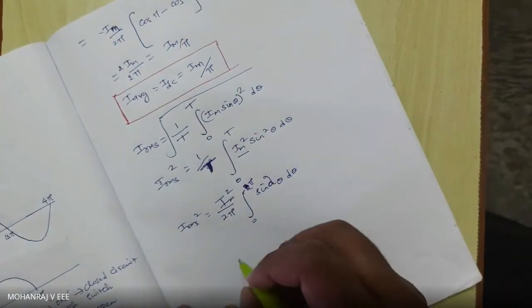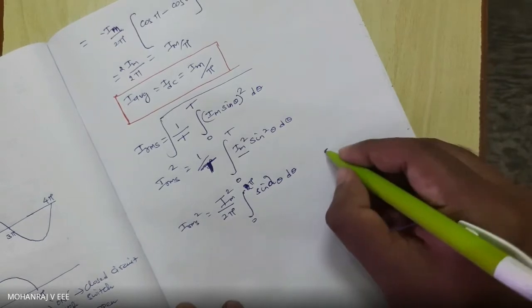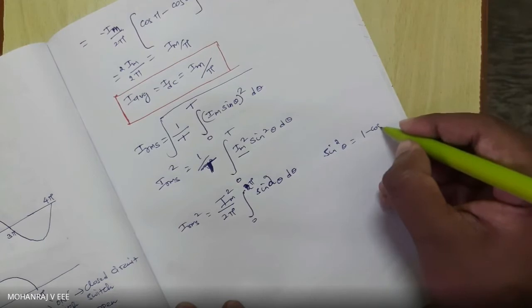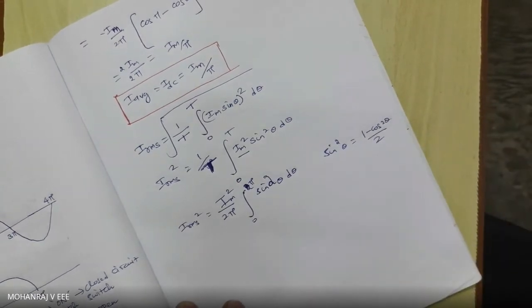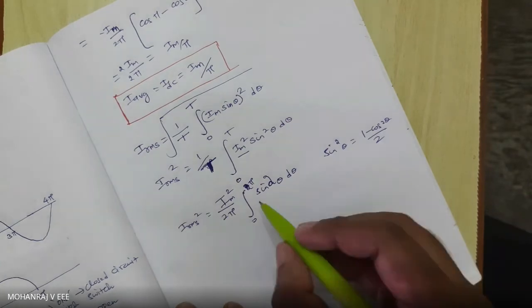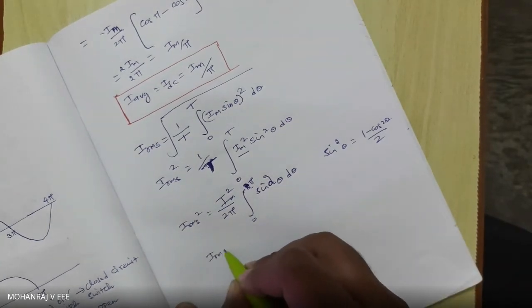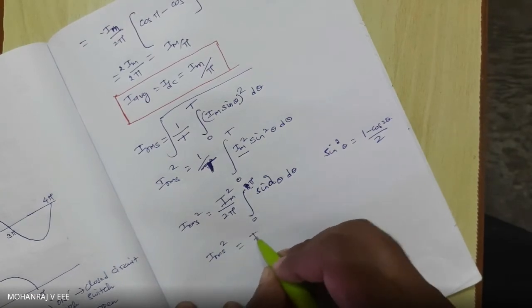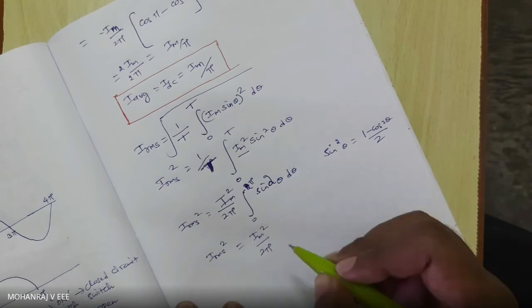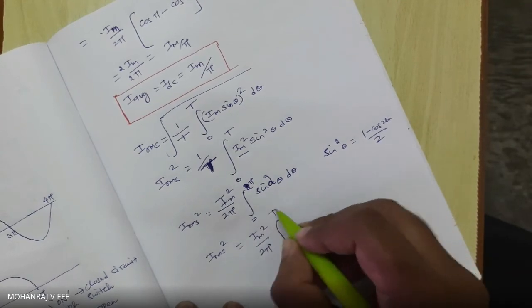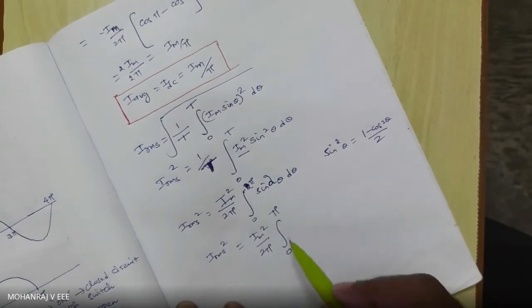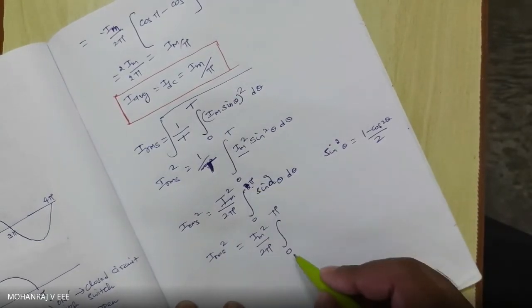Right. So we can write our sine square theta as 1 minus cos 2 theta by 2. We can substitute here. So IRMS square is equal to Im square by 2 pi, 0 to pi. This is not 0 to 2 pi. This will become actually 0 to pi.